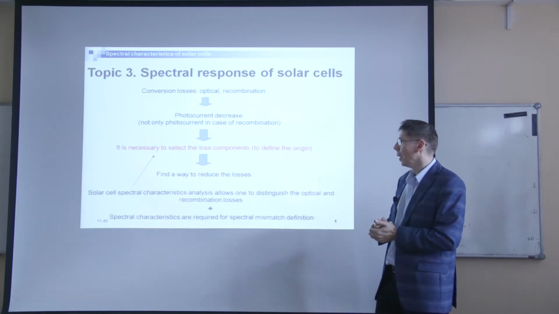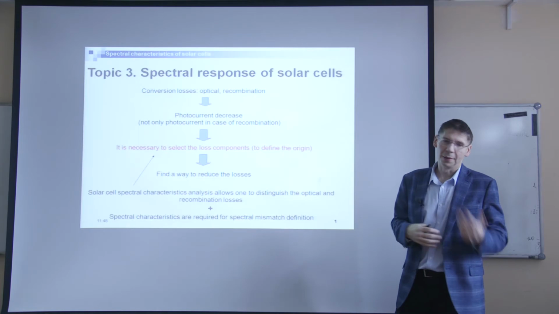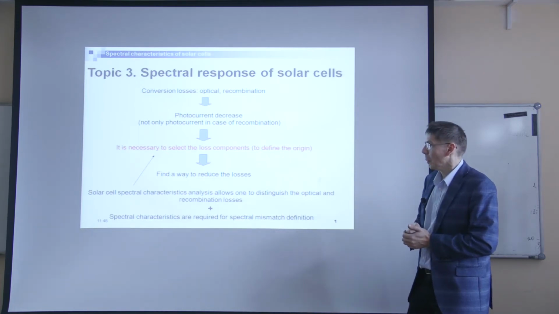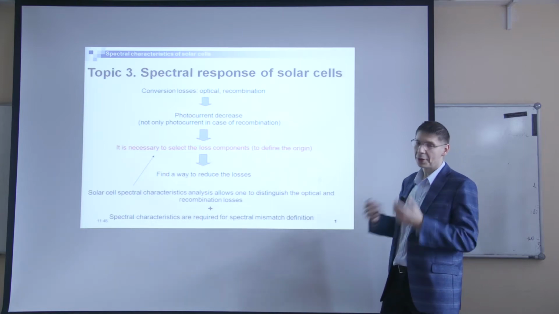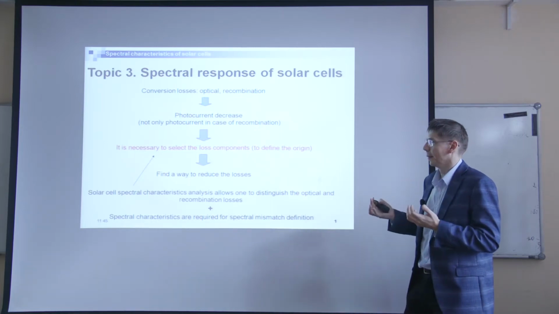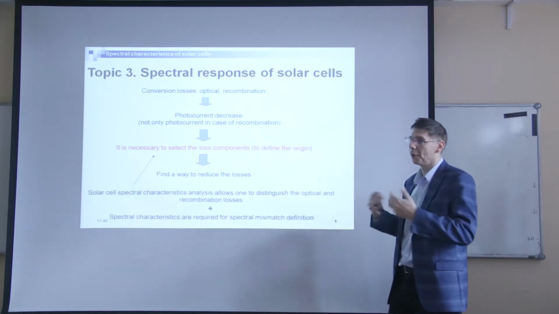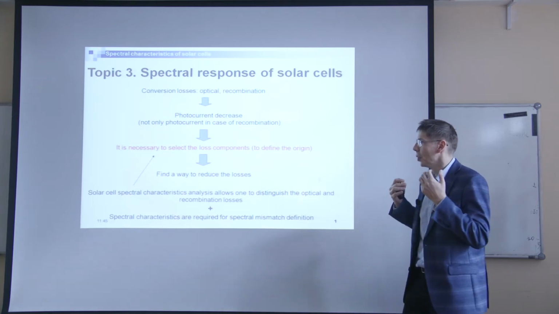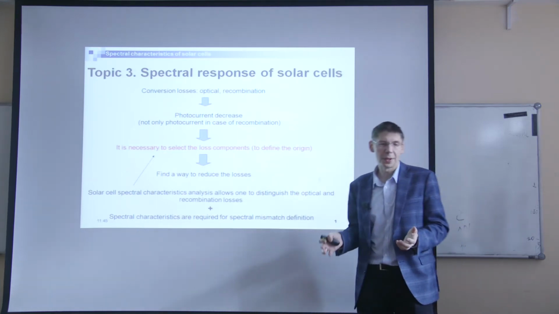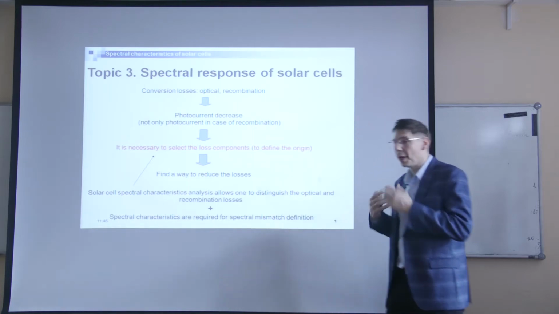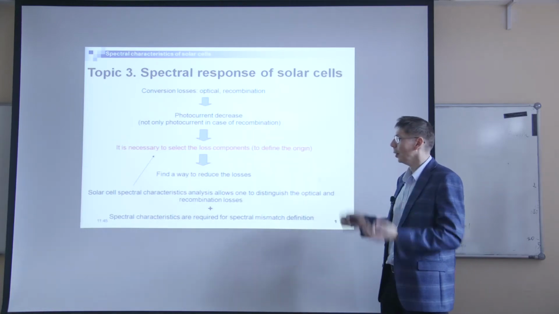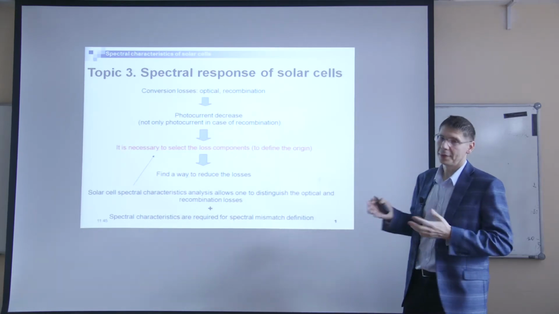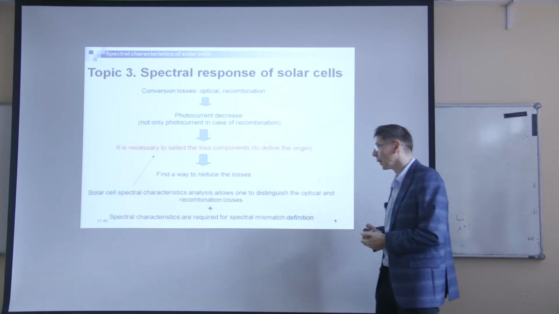And also, as I described last time, we need the quantum efficiency spectrum to calculate the short circuit current of each subcell. So if we want to know the short circuit current of a multi-junction solar cell, in any measurement of a multi-junction solar cell, we have to know the quantum efficiency spectrum or spectral response. It's a little bit the same.